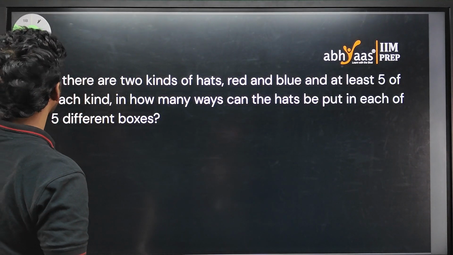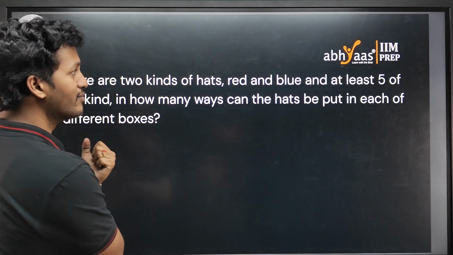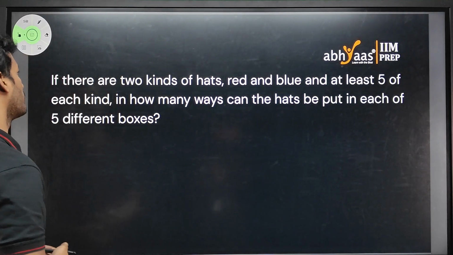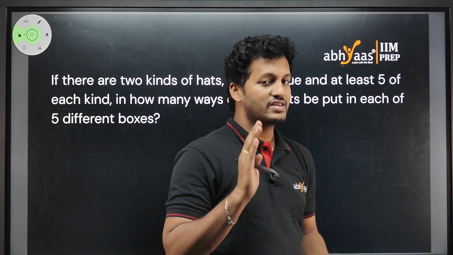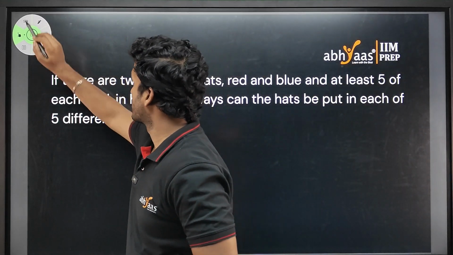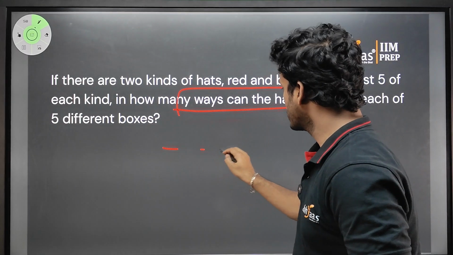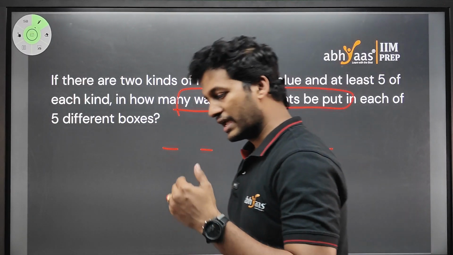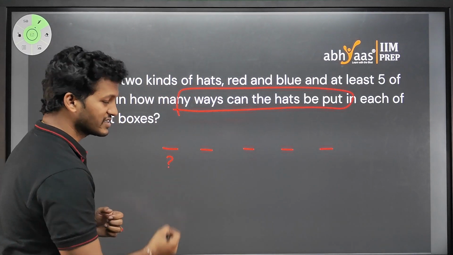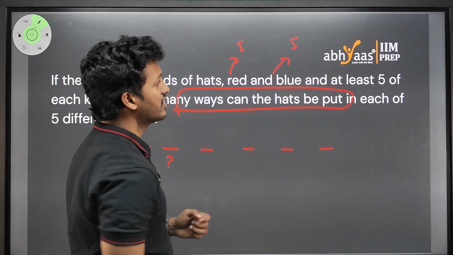Let's go into the different models we have to solve here. If there are two kinds of hats, red and blue, and at least 5 of each kind, in how many ways can the hats be put in each of the 5 different boxes? Before going into the question, just understand what he is asking. He is asking in how many ways the hats can be put. There are 5 different boxes. In each box we have to fill one hat. We have red hats 5 and blue hats 5, at least 5 of each kind.